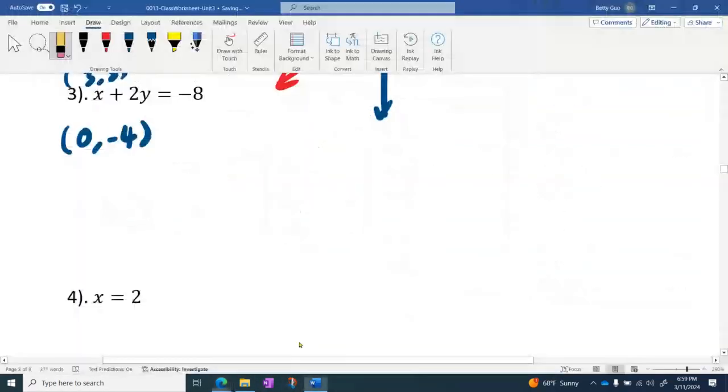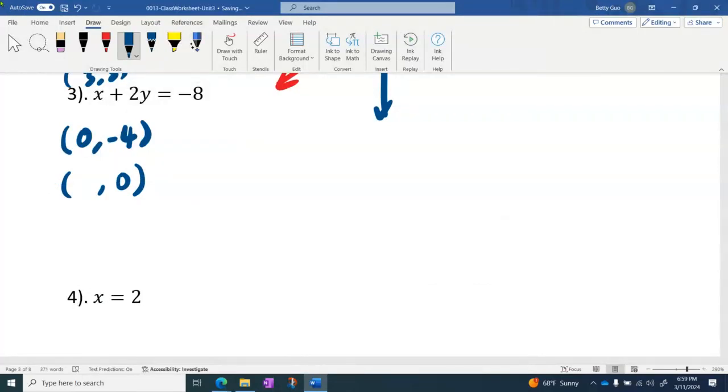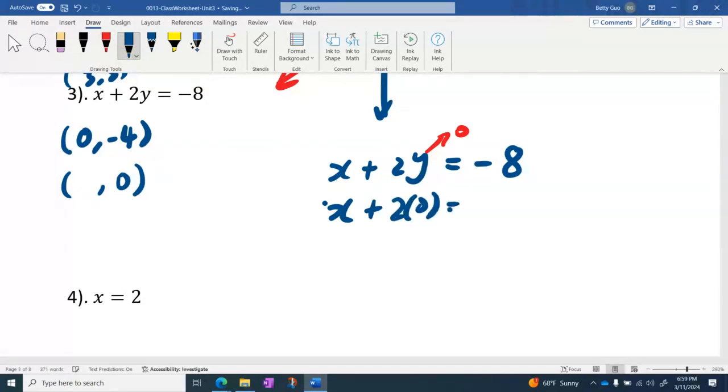Perfect. And for the second solution, this ordered pair, I want the y value to be 0. Can you help me out? If the y value is 0, then what's the value for x? x plus 2y equals -8. Y this time is 0. So we plug in y equals 0, we have x plus 2 times 0 equals -8. That is x plus 0 equals -8. x is -8, right? You see that?